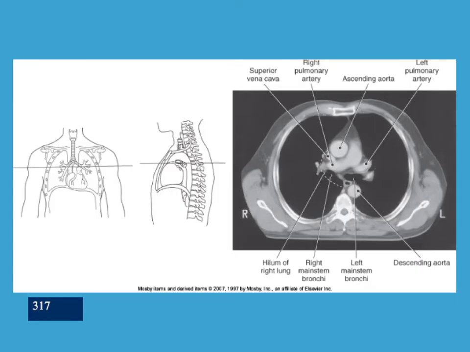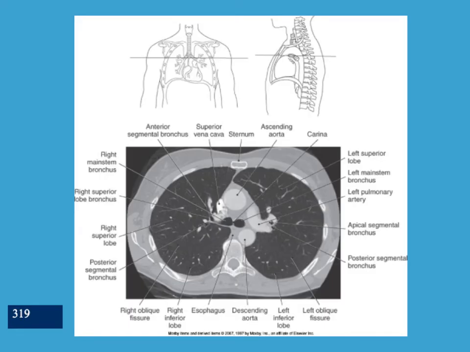So this is a CT chest again. We're not going to look at the arteries yet because we're not there, but this is basically looking at the left main stem bronchus and the right one and how it's dividing. If you look, this is the left side and this is the right side. It's showing where the hilum of the right lung is, where the bronchus is going in. We'll look at this a little bit more later.